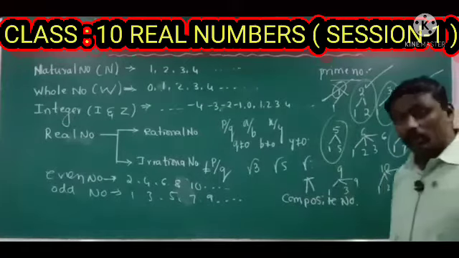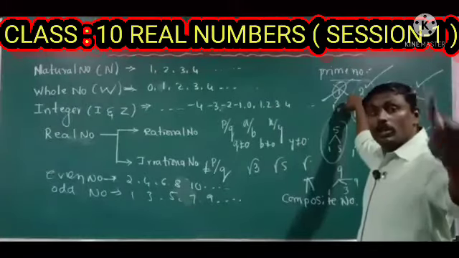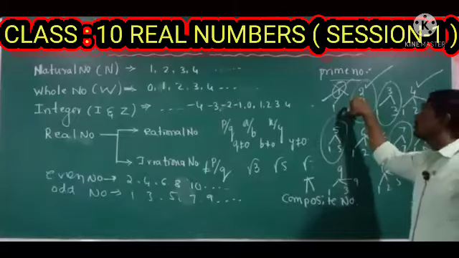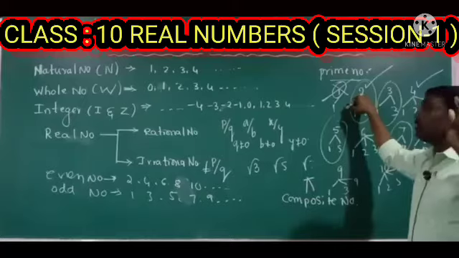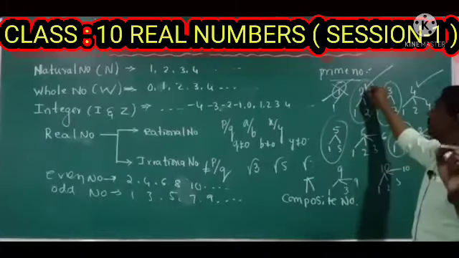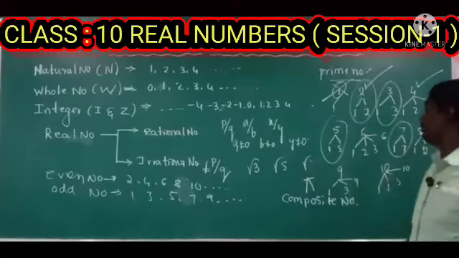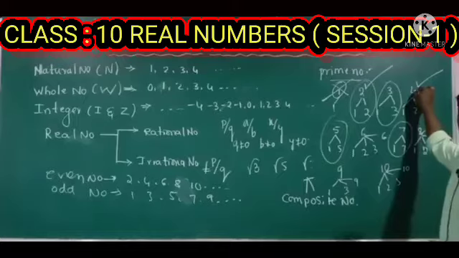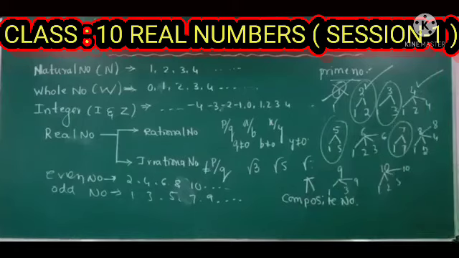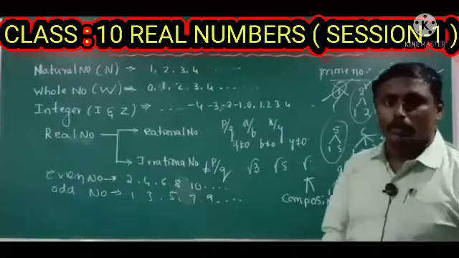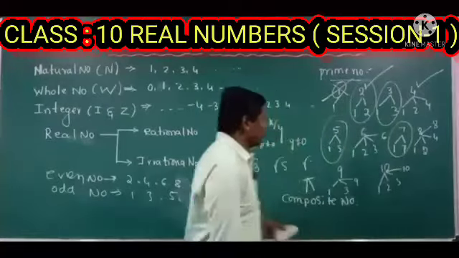And one more thing, 2 is the only even prime number. If you are writing prime numbers, 2 is the only number which is even as well as prime. Other than 2 we cannot get any even prime numbers, right? So 2 is the smallest prime number, and 4 is the smallest composite number. All the composite numbers have more than 2 factors.